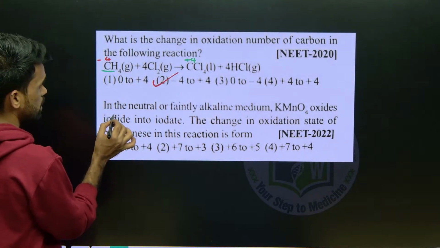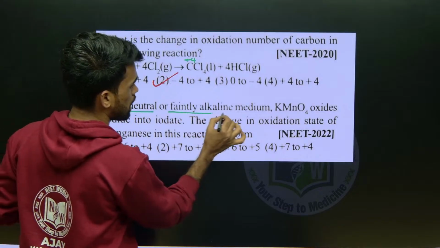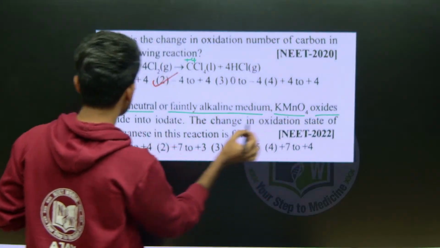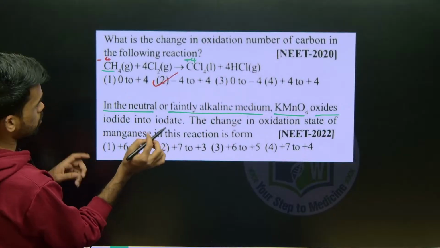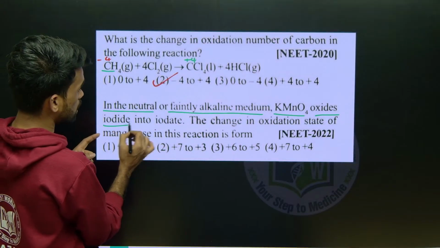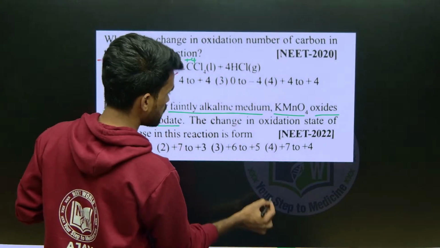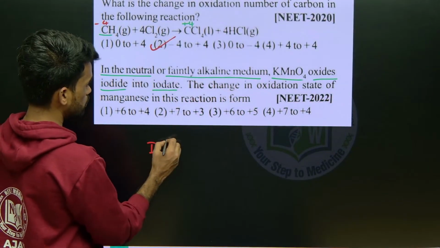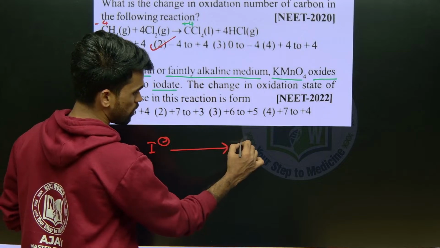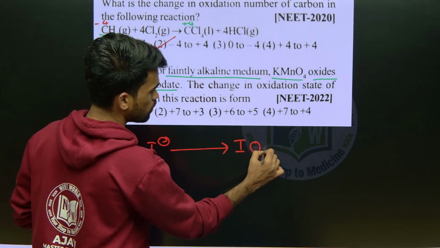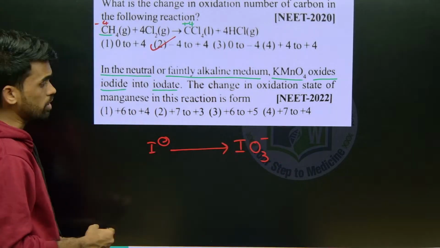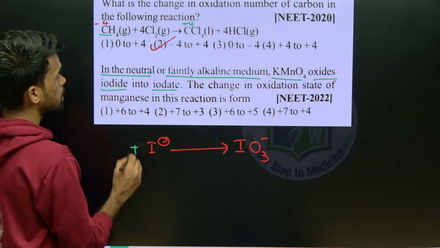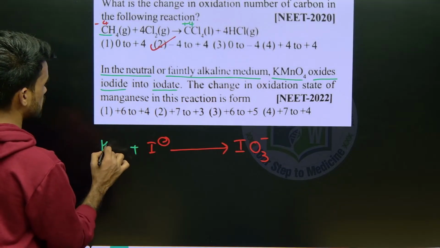See here they are saying in neutral or faintly alkaline medium, KMnO4 oxidizes iodide ion into iodate ion. So from where to where? Iodide to iodate. What is the formula of iodate? IO3 minus. You need to know the formulas here. So for this question they are saying KMnO4.